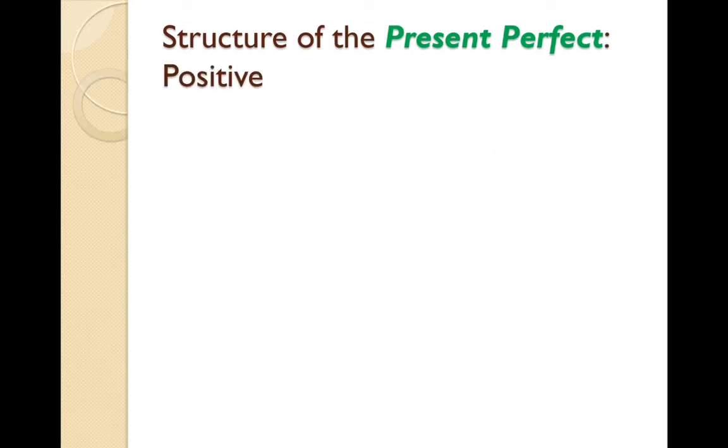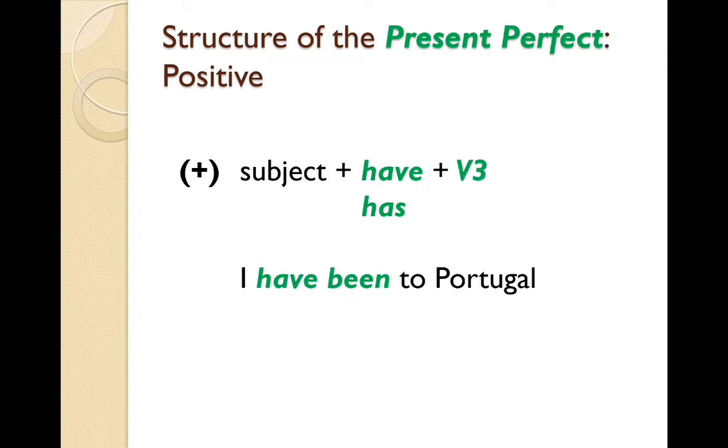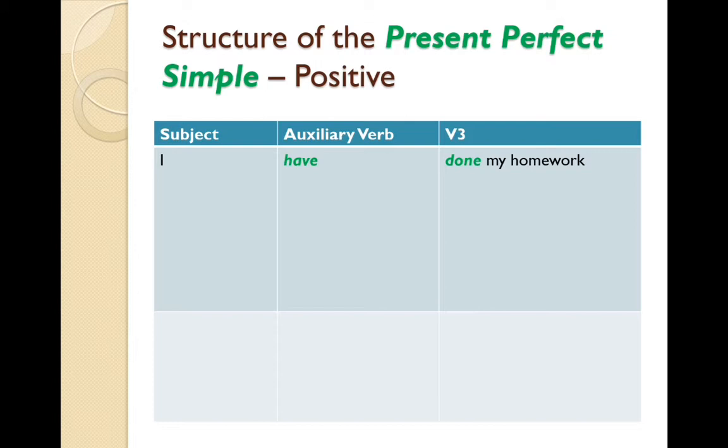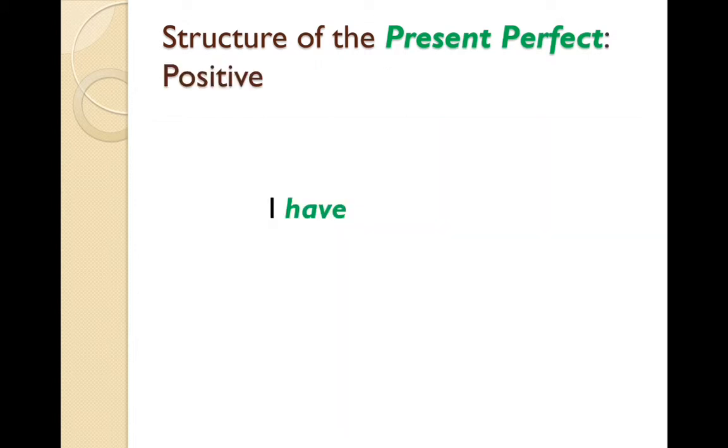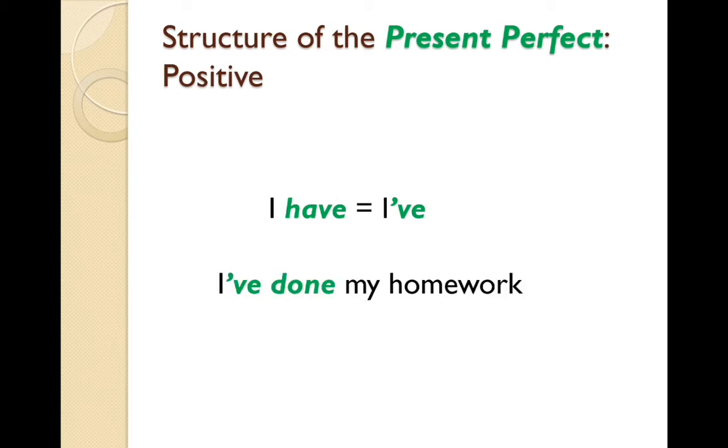So in positive phrases, we start with the subject plus have or has plus the past participle. I have been to Portugal. He has studied French. I've done my homework. I have can be contracted to I've. Contracted forms are much more common in speaking.